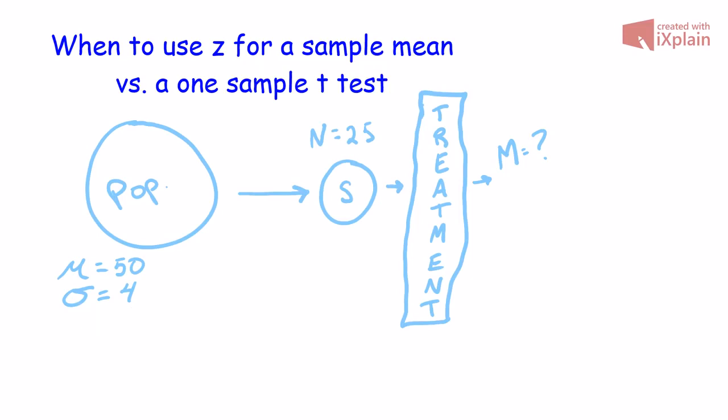If this question were changed such that you do not know the population standard deviation, then you would have to use a one sample t-test. And what you would do instead of using the standard deviation of the population is you would compute the standard deviation of the sample. From these 25 people, you would find their standard deviation, and you would just use that instead of the population standard deviation. It's really that simple.